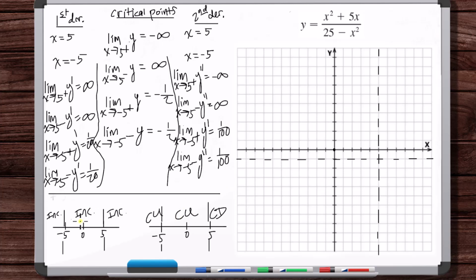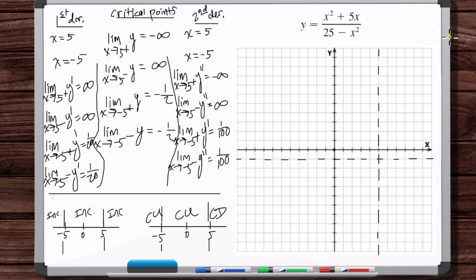If we look at that, there's no local maxes or mins, nothing changes signs here. We switch from concave up to concave down here at x equal to 5. Could this be an inflection point? Well, no, because the function doesn't exist here. The function has to exist at the point to have an inflection point. You can't have an inflection point at a vertical asymptote. Okay, now we can draw the function.